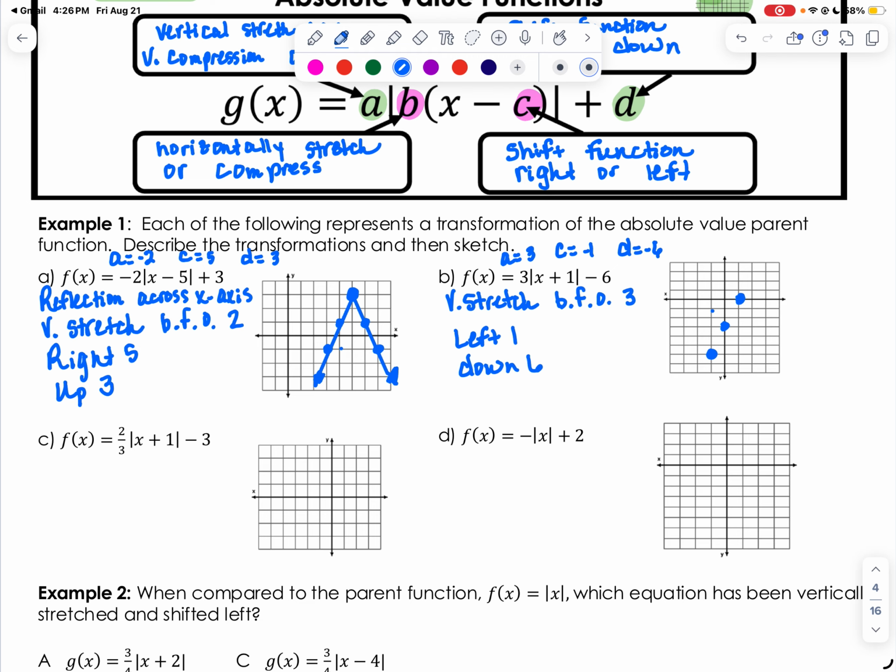Now we need to put a branch on the left side. So go back to the vertex. This time go up 3 and left 1. 1, 2, 3, left 1. 1, 2, 3, left 1. All right, now we'll draw our branches. We've got a branch on the right, and we've got a branch on the left.